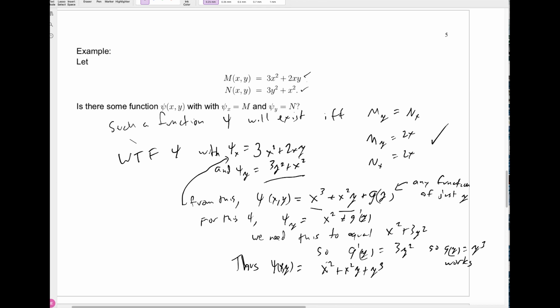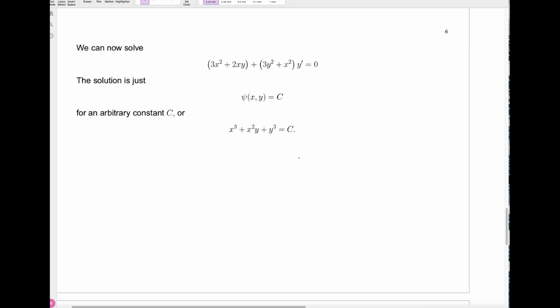What does that tell us? That tells us we can now solve this differential equation. This was exactly our m, and this was exactly our n from before. Because this is c sub x, and this is c sub y, the solution to this equation can be found by just integrating both sides.